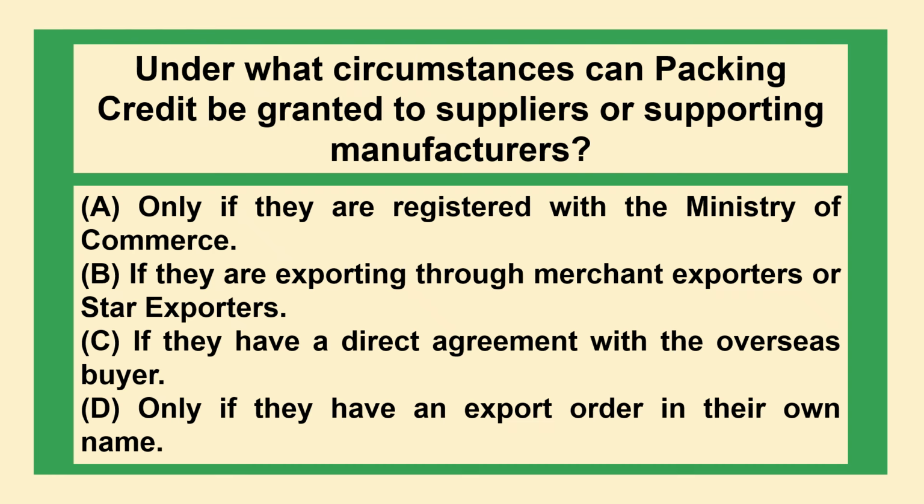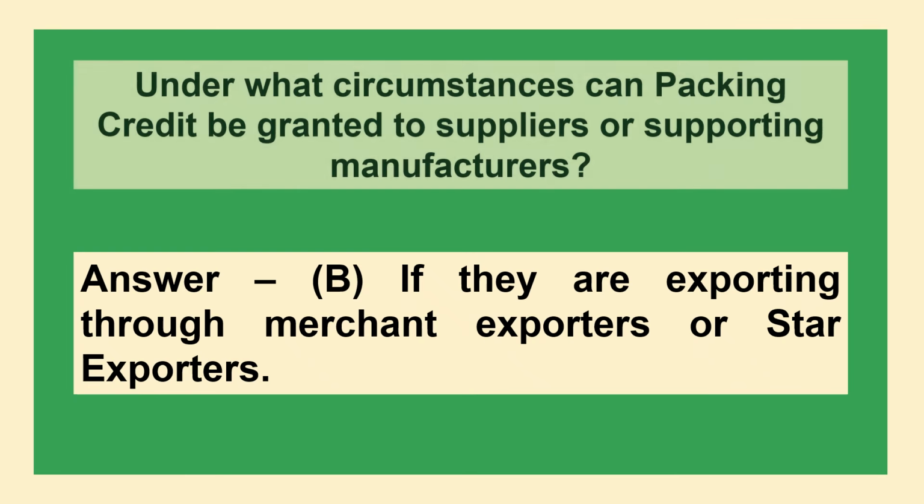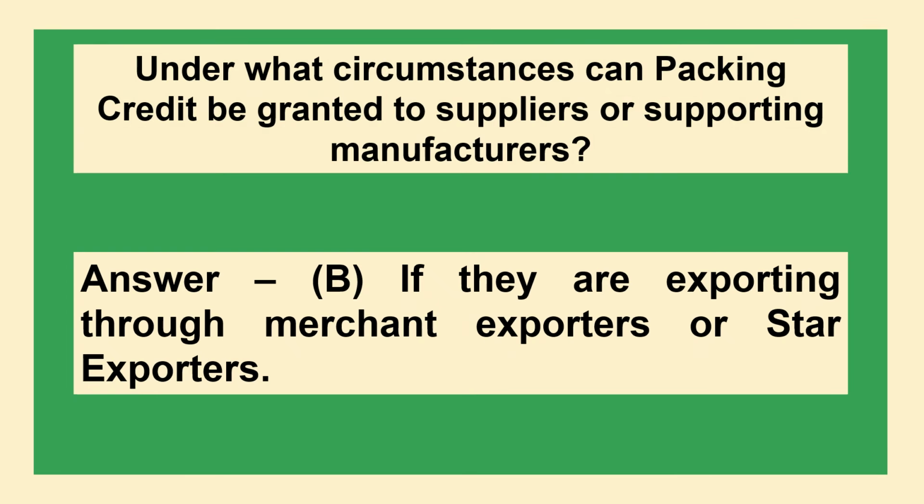Under what circumstances can packing credit be granted to suppliers or supporting manufacturers? Option A, only if they are registered with the Ministry of Commerce. Option B, if they are exporting through merchant exporters or star exporters. Option C, if they have a direct agreement with the overseas buyer. Option D, only if they have an export order in their own name. The answer is option B, if they are exporting through merchant exporters or star exporters.